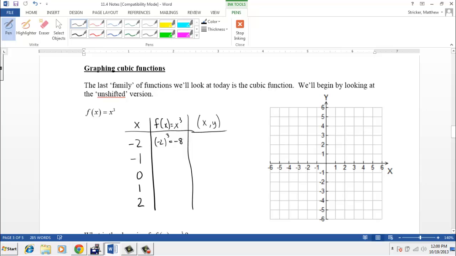is -8. -1 cubed is -1. 0 cubed is 0. 1 cubed is 1. And 2 cubed is 8. So we have some points here. We have the point -2, -8. We have the point -1, -1. We have the point 0, 0, 1, 1, and 2, 8. Okay, so we can put those on the graph.